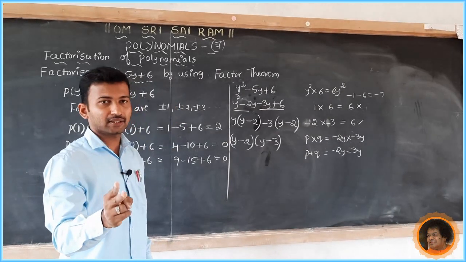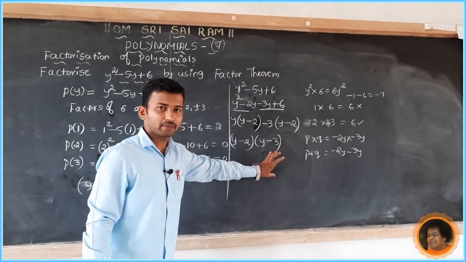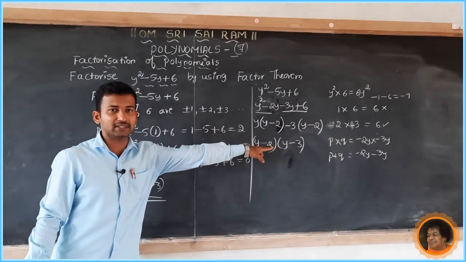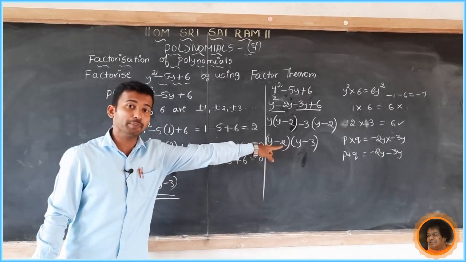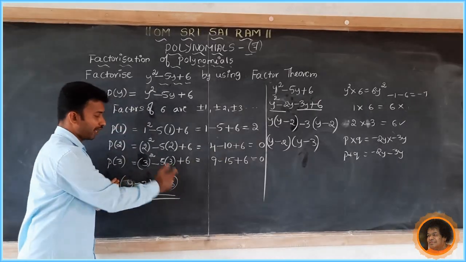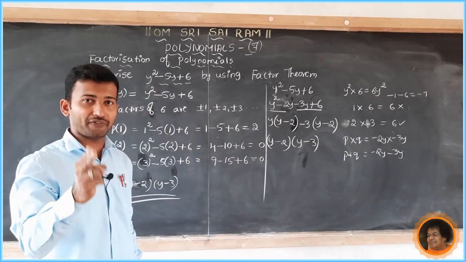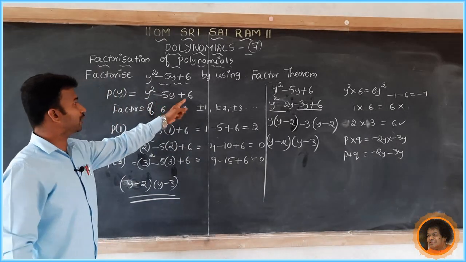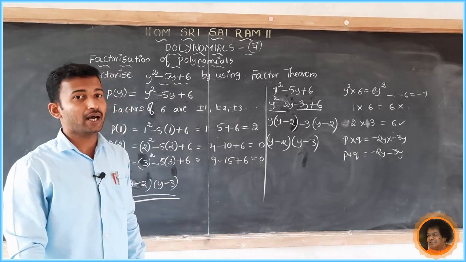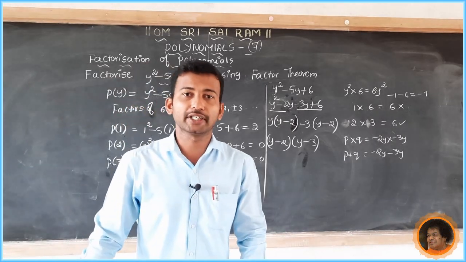Compare the two factors by splitting the middle term and by the factor theorem. Y minus 2 and y minus 3 are the factors in splitting the middle term. What about the factors in the factor theorem? They are also the same, y minus 2 and y minus 3. Both are the same. So, we can say y minus 2 and y minus 3 are the two factors because y square minus 5y plus 6 is a quadratic polynomial. There are two roots because the highest power or degree of the polynomial is 2. So, we will stop here, continue in the next class.